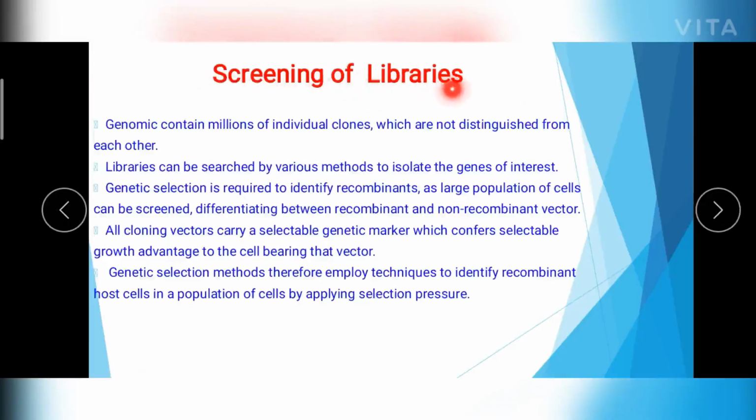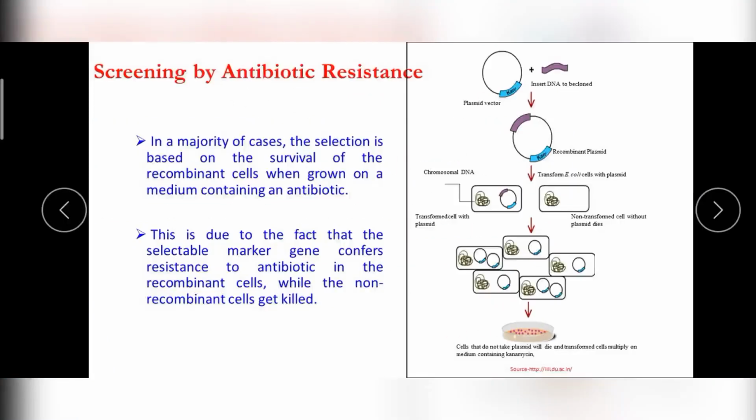Coming to the next slide, screening of libraries. Different methods are employed to identify the recombinant host cells from the population of non-recombinant cells. The first one is the antibiotic resistant marker. This is a selectable marker. When you use this marker, you can easily select the transformed cells as they are antibiotic resistant, whereas non-transformed cells are susceptible to this antibiotic.